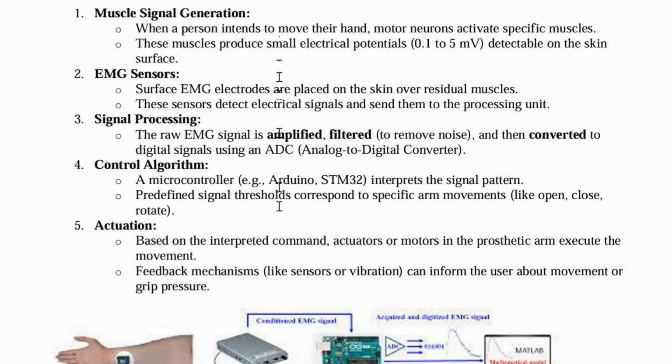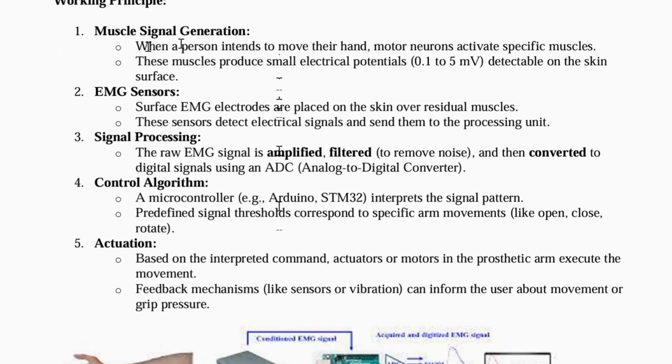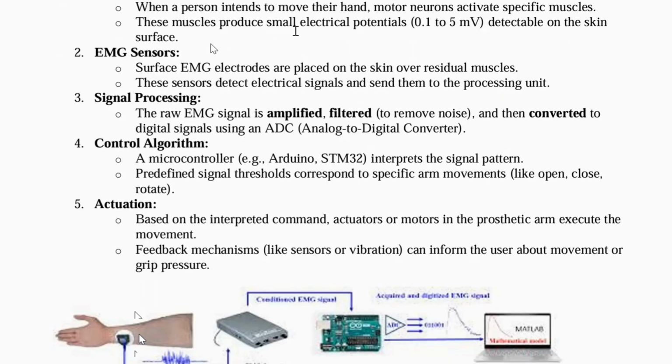I'll explain the working with the help of a diagram. So firstly, muscle signal is generated in our body. When the person intends to move their hand, neurons activate, right? They produce electrical potentials of 0.1 to 5 millivolts on the skin surface.